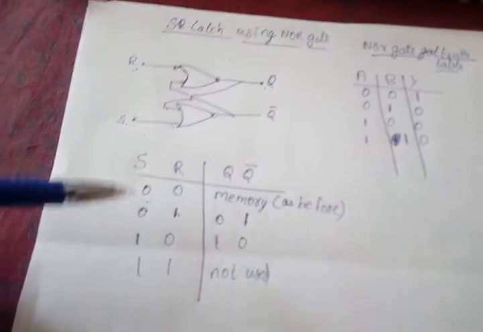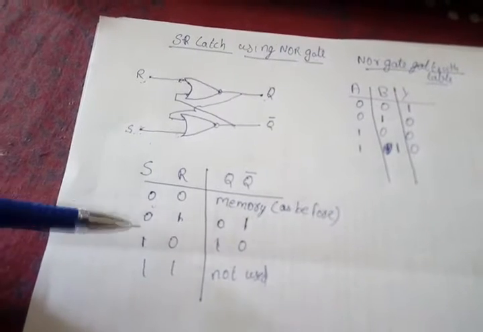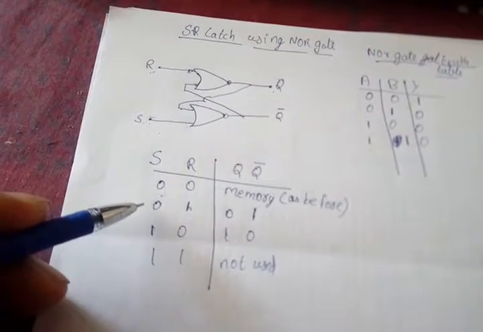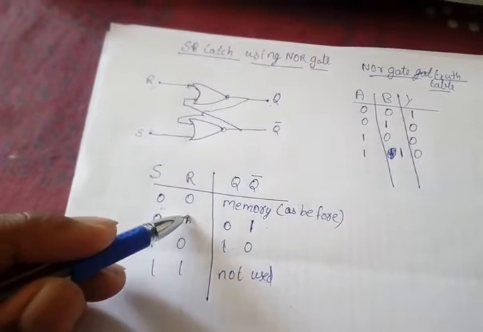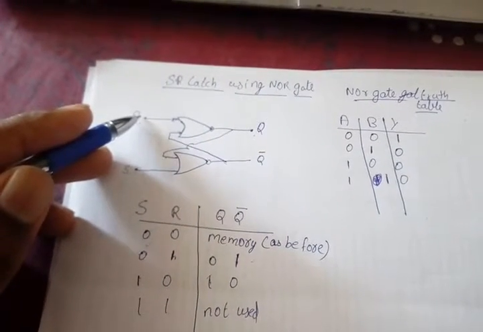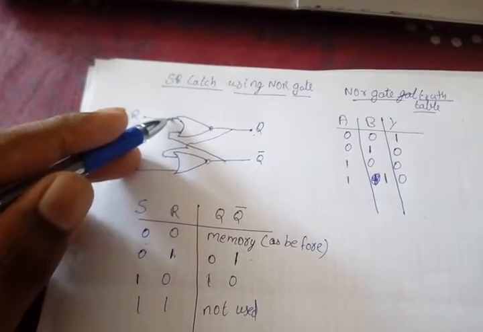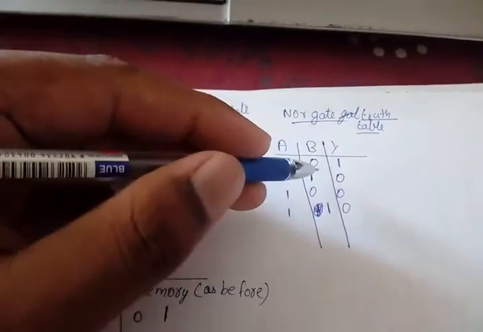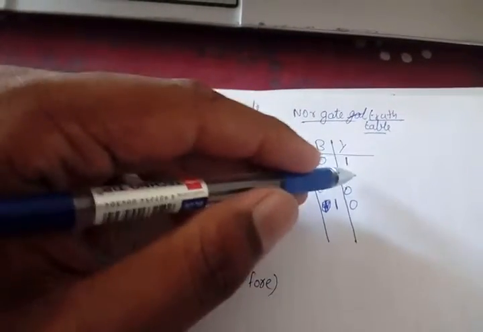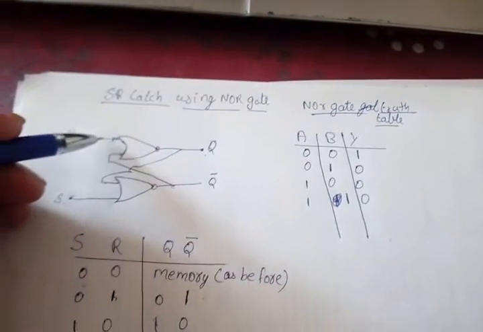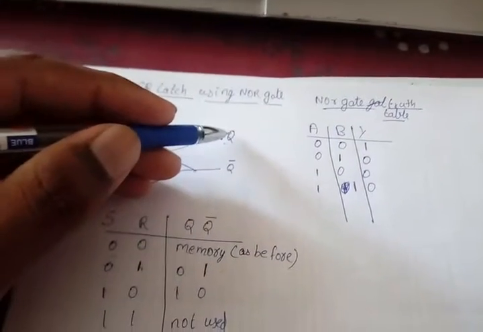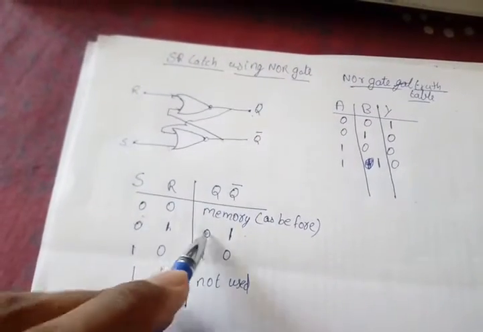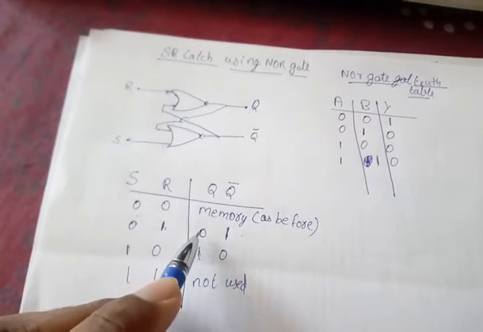This is the truth table of SR latch using NOR gate. First we consider the input 0 1, S is 0 and R is 1. When R is 1, this here is 1. When one input is 1, we don't have to look at the other input. The output will always be 0. Thus when R is 1, the Q will be 0. Here we can see that Q is equal to 0.